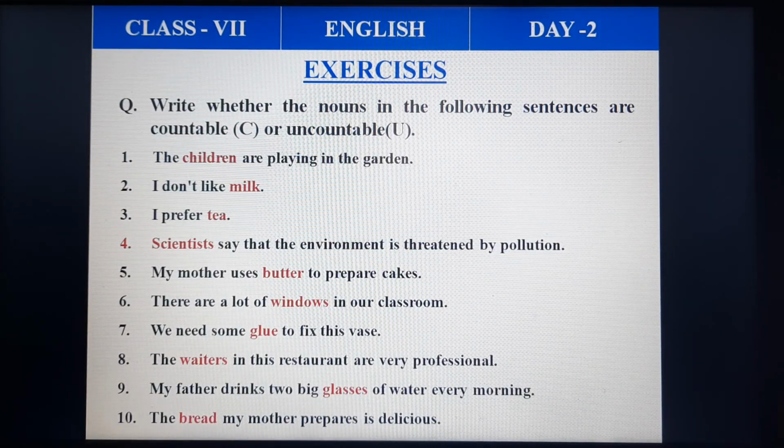Here you have to find out whether the nouns in the following sentences are countable or uncountable. Children, I want this exercise to be in your notebook, and you have to copy the sentences as well, and you have to write whether the nouns which are highlighted are countable or uncountable.